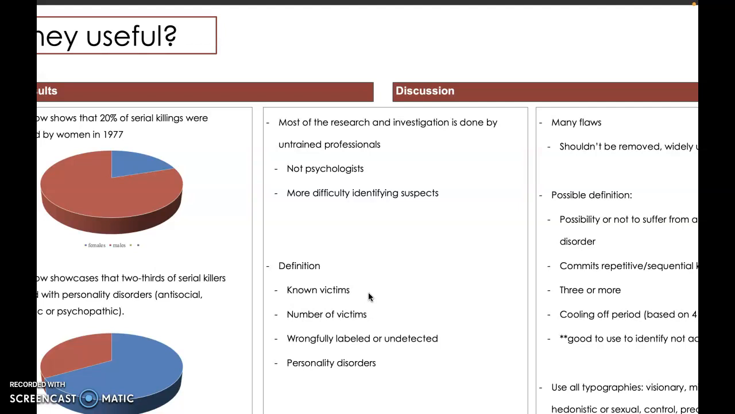This makes it more difficult for identifying any suspects, because they will lose out on certain topics or aspects that a psychologist or psychiatrist might be able to point out. So, I guess, something that would be missed by the untrained eye.